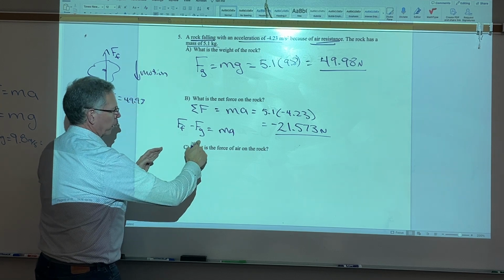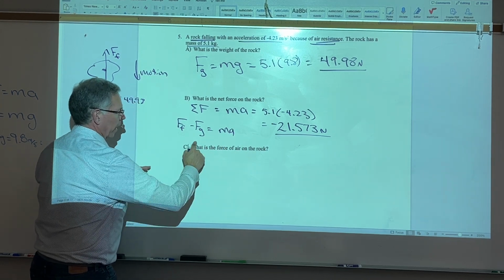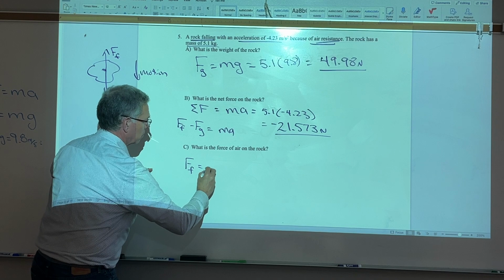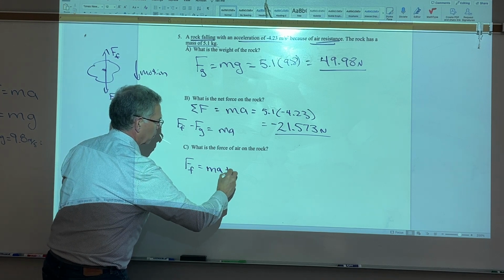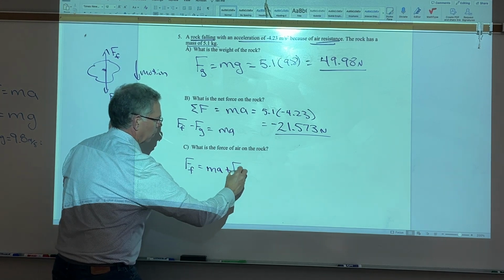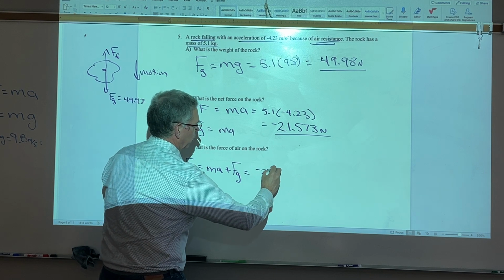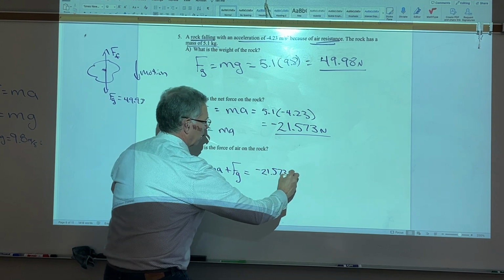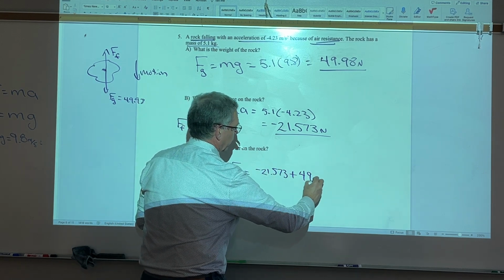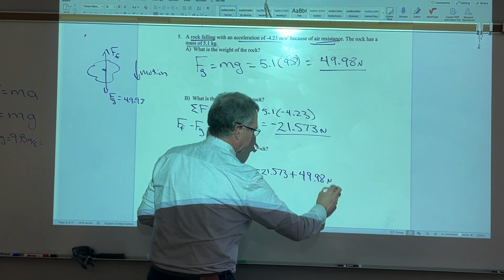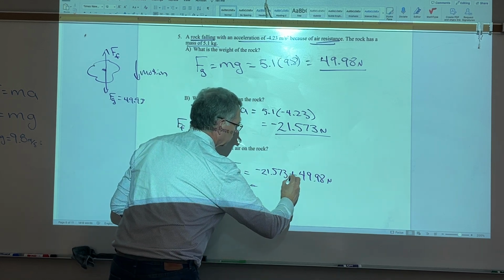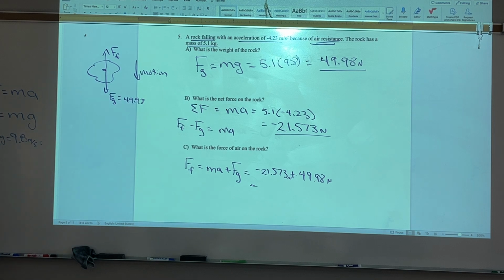Calculating the force of friction by subtracting or adding the force of gravity to both sides. Okay, so negative 21.573 plus my 49.98. So if I add and subtract, what do I get there?